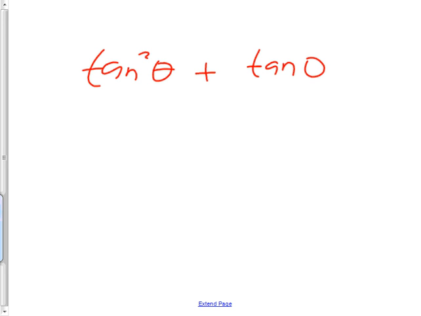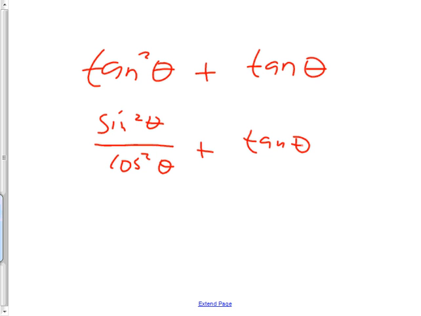So now, I'd like you to make these into fractions, make them have a common denominator. Yes, you could have factored this, yes, but I'm asking you to try to add them together into one big fraction. All right, here's what I was going for. Sine squared theta over cosine squared theta plus tangent of theta. Okay, you got a point there, and it's getting closer.